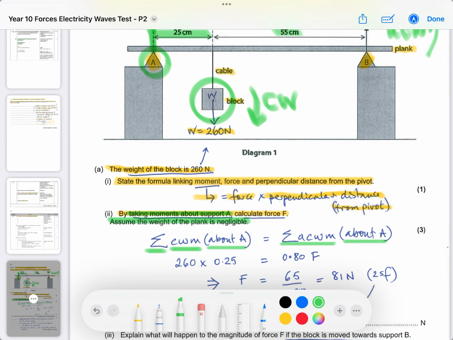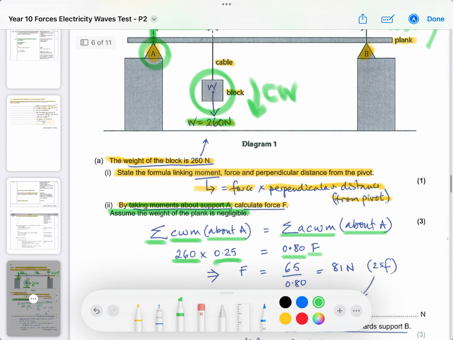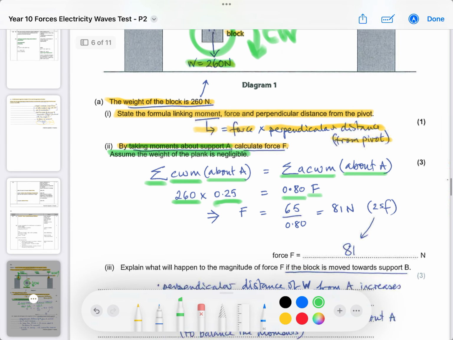If you always use the same point to take moments about, and they told us the object is balanced, you just multiply the clockwise force, which is W, 260 newtons, by its distance, 25 centimeters changed to meters, and then multiply the unknown force, F, by its distance to A, which is 0.80 meters. You know both distances and one of the forces, but not the other force. Okay? And you can just use your algebra then to make F the subject of the equation.